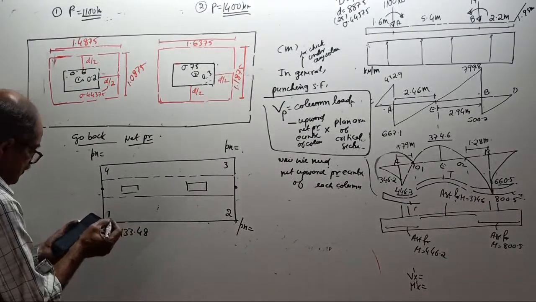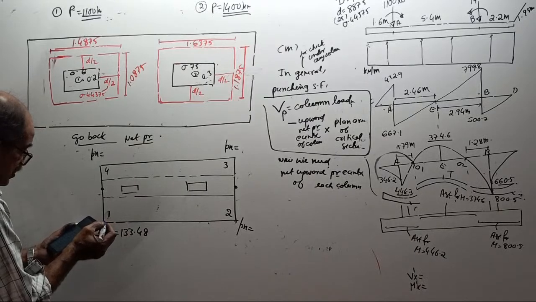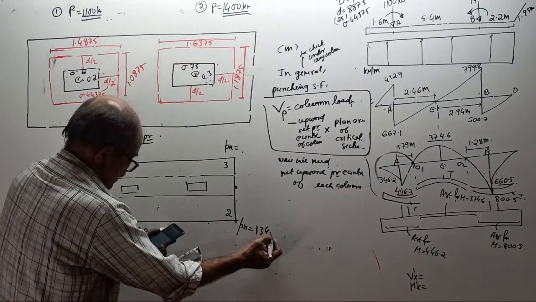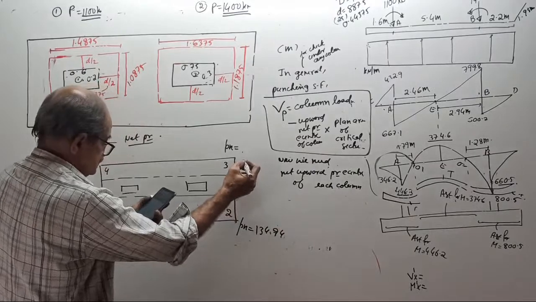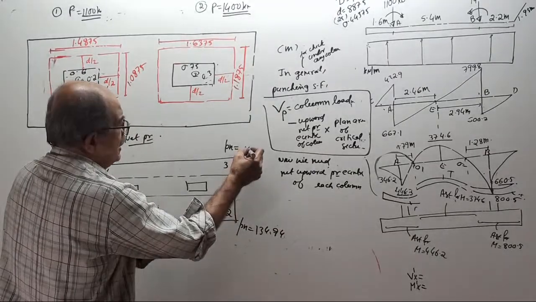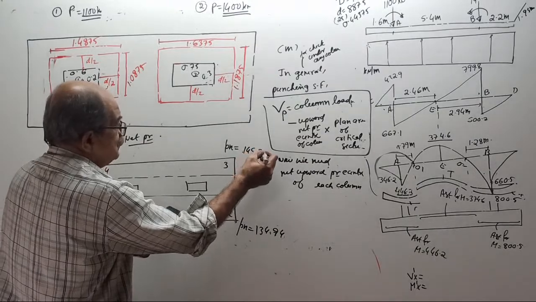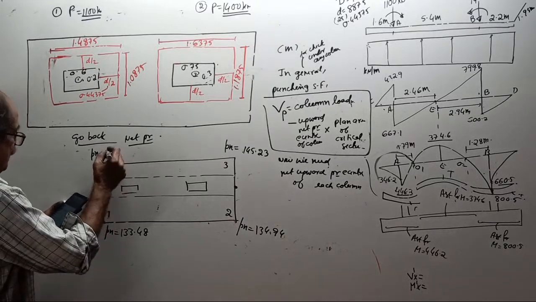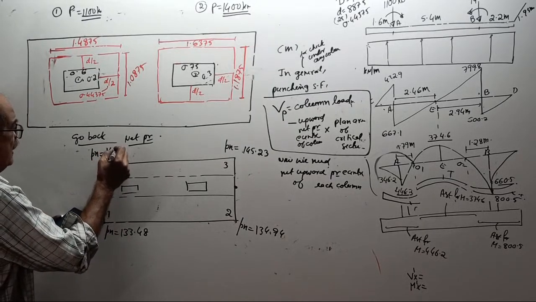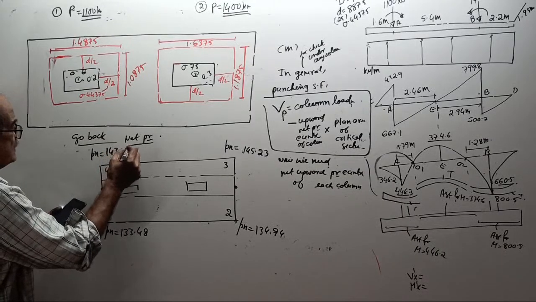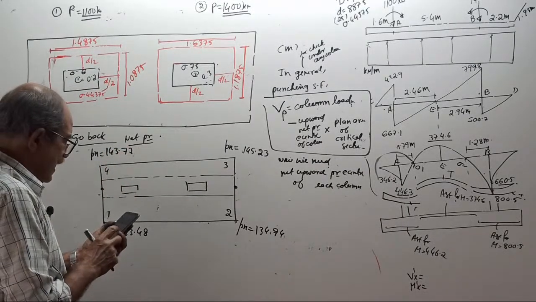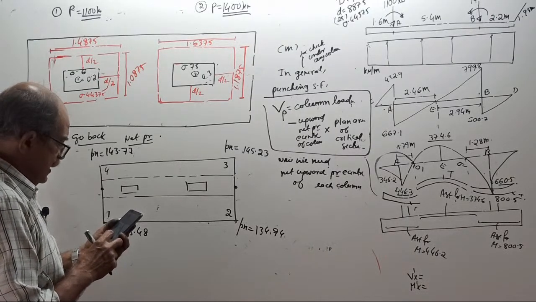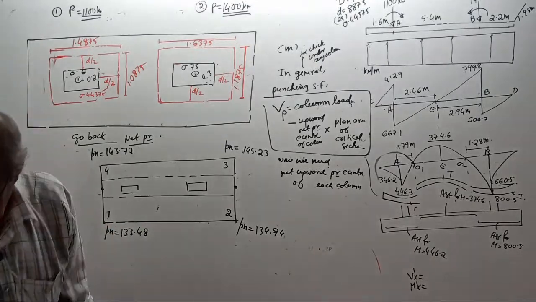133.48, 134.94, 145.23, 143.77. Correct? Don't give wrong values. Then 133.48, 134.94, 145.23, 130. Okay, now do one thing.